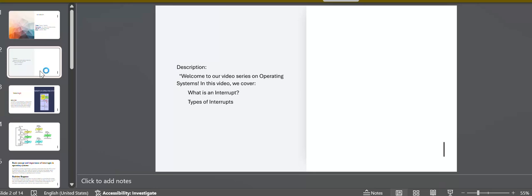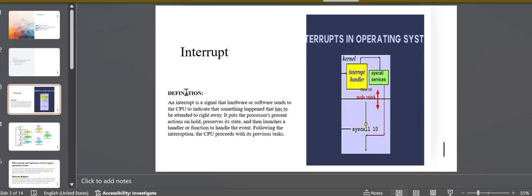Continuing our video series on operating systems. In this video, we cover what an interrupt is and the types of interrupts. Here we learn the definition of the term interrupt.